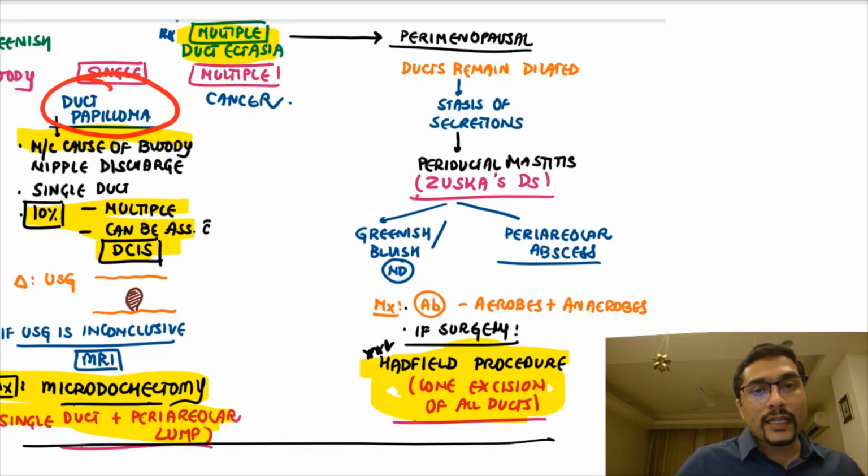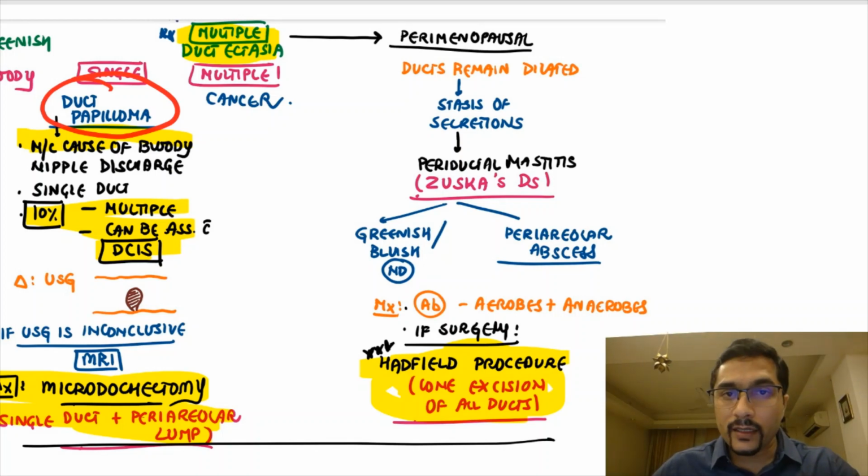To diagnose a ductal papilloma, we do an ultrasound. If an ultrasound is inconclusive, we will do an MRI.